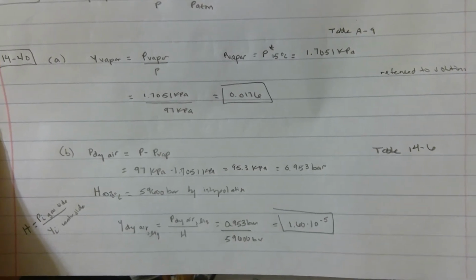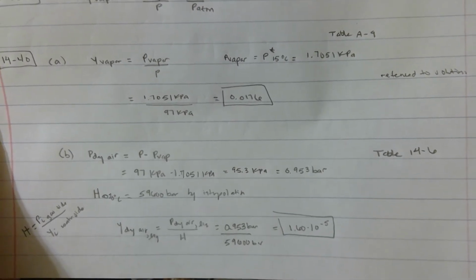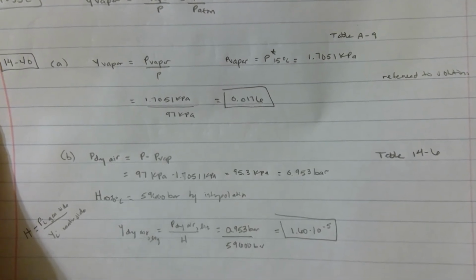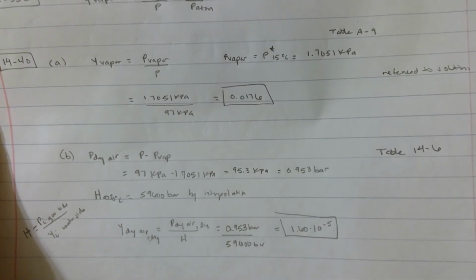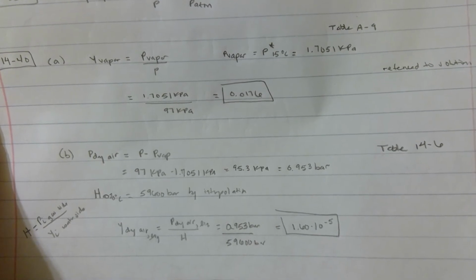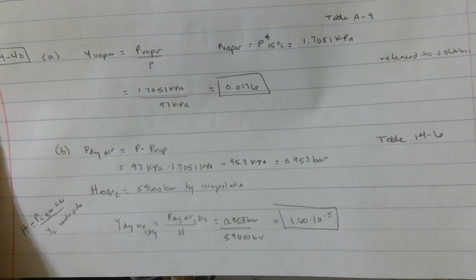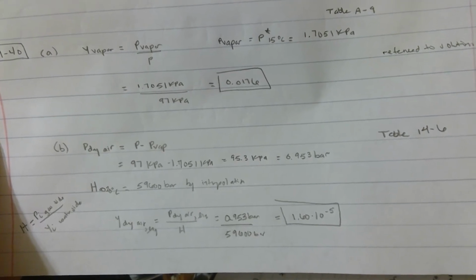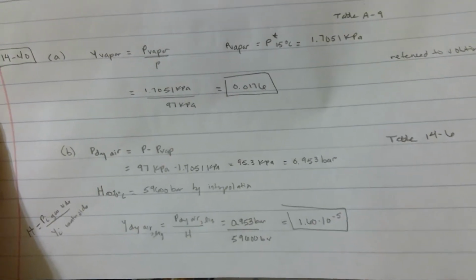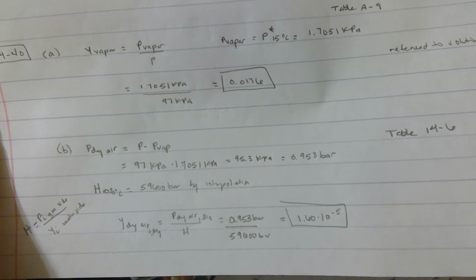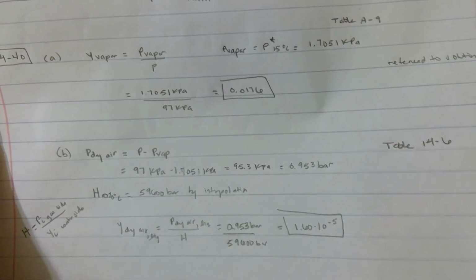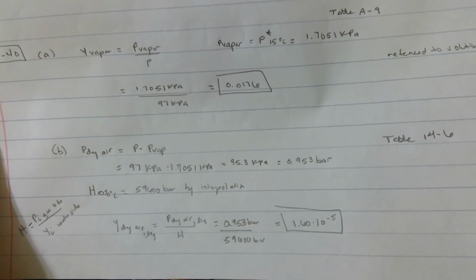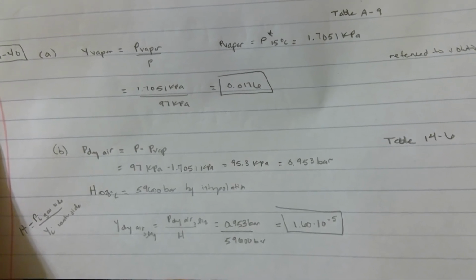In 14-40, we will be using the resources of table A9 and 14-6, and the relationship that Y vapor is equal to P vapor over P. This will allow us to get the answer to A. In addition, we use Henry's law, which is seen in the bottom left, to solve for the dry air and liquid composition, which is small, which is what we would expect in the situation given. Henry's law was also solved by using interpolation from table 14-6.